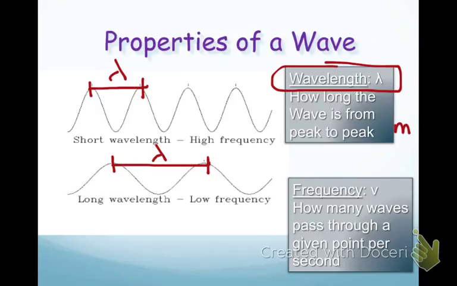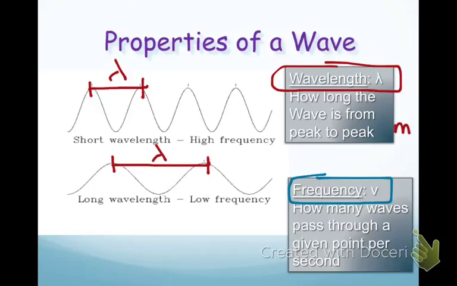Frequency is how many waves pass through a given point per second. So frequency is telling us how many waves. And frequency is with this Greek letter nu. It kind of looks like a V, but it's slightly different. So it's a Greek letter nu.